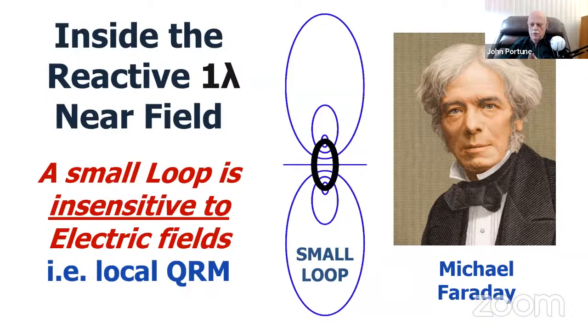And this is the thing that makes so many websites say, don't make your loop bigger than a tenth of a wavelength. Oh, you can make it any size you want to, frankly. You can ignore this, but that's why the sites say that. It has to do with the supposed reduction of local QRM.